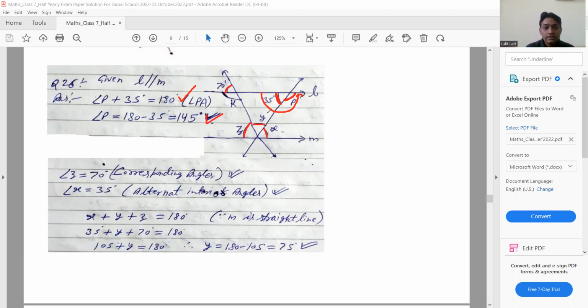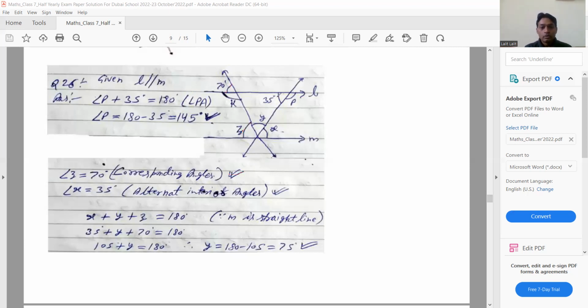Now, if you see angle Z, since line L and line M are parallel, and the transversal line is this, angle Z and angle 70 are corresponding angles. As per the property of lines and angles, for two parallel lines cut by a transversal, corresponding angles are equal. So angle Z is equal to 70 degrees. That is the second answer.